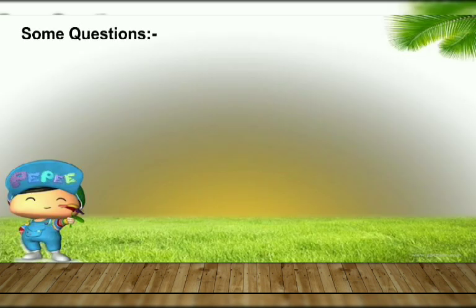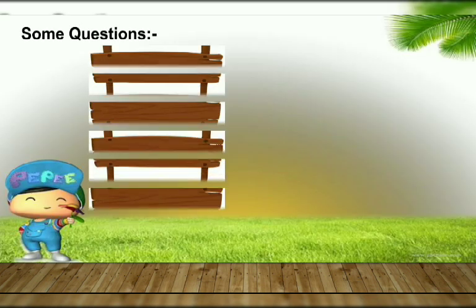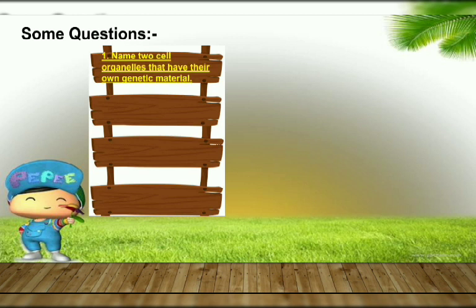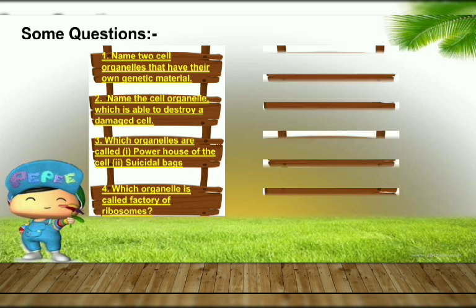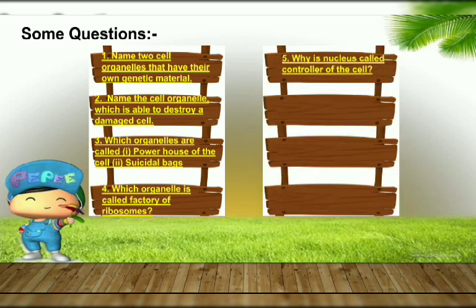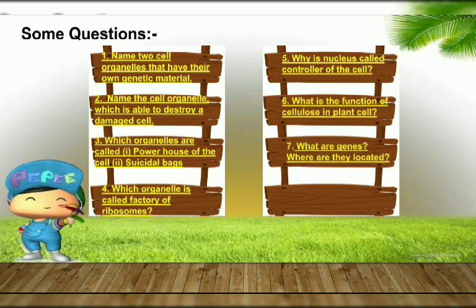Okay, some questions related to this lecture. Number one: name two cell organelles that have their own genetic material. Name the cell organelle which is able to destroy or damage the cell. Which cell organelles are called the powerhouse of the cell and the suicidal bag of the cell? Which organelle is called the factory of ribosomes? Next, why is the nucleus called the controller or brain of the cell? What is the function of cellulose in the plant cell? What are genes, and where are they located? And the last one: is there any animal cell that lacks lysosomes? So these are some questions.